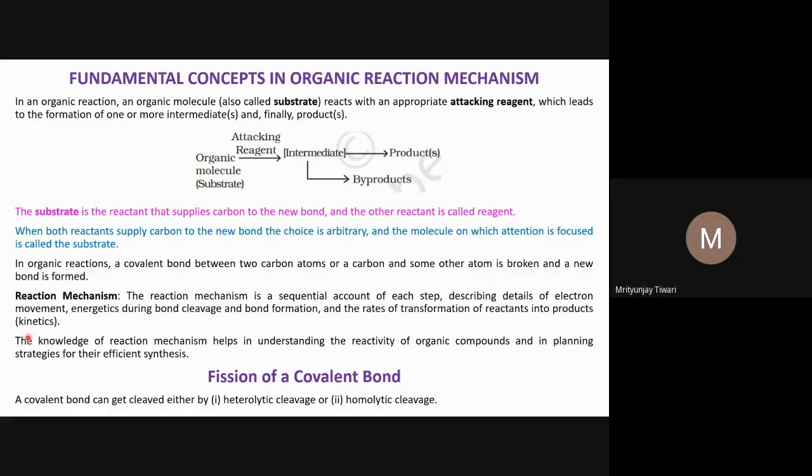So this process is called kinetics. There are two terms associated with organic reactions: thermodynamics and kinetics. Whatever change in the energy of reactants and products we observe, we find out experimentally; this we call the thermodynamics of the reaction. And the barrier associated with each step of the reaction is called the kinetics of the reaction.